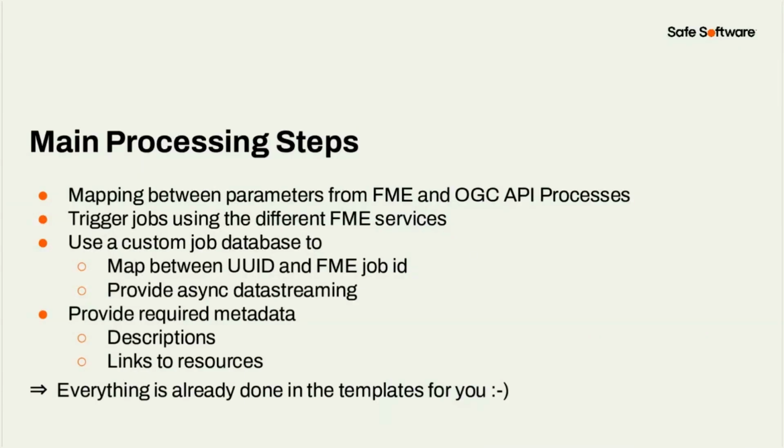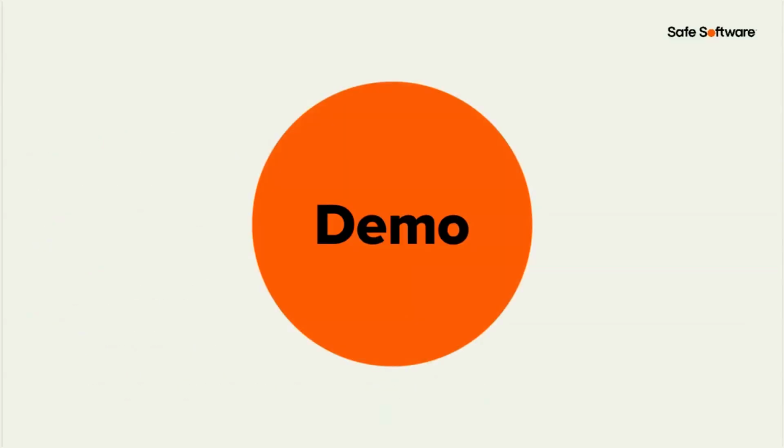And it's also important to provide metadata for all of the processes, like a description, what this workspace is all about, and which links are necessary to actually execute the processes later on. And as I mentioned, we've done all of that already for you in these existing FME Hub templates. All right, so let's see how all of that looks in FME, and we are going to start the demo.